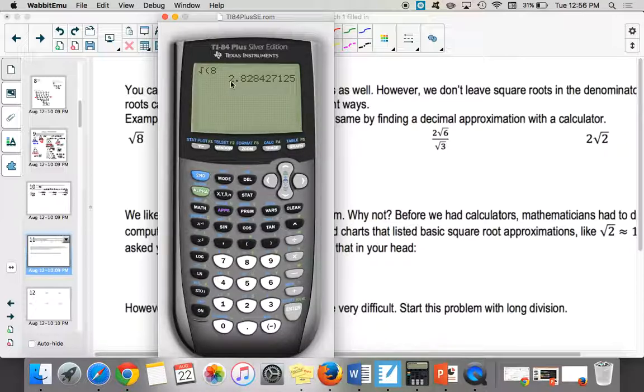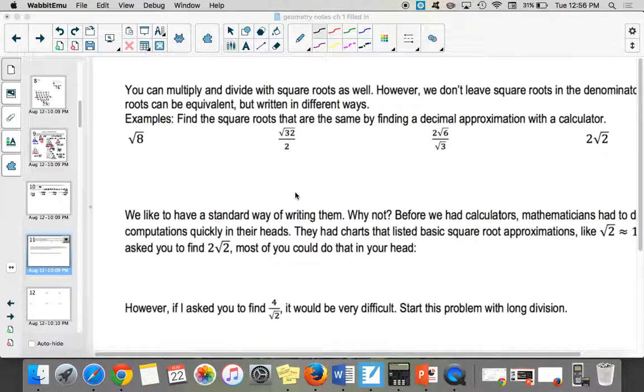Okay, so when I did, I got 2.828 something. So let's round to 3 decimals. So let's write 2.828. Okay, I used my little approximately symbol. You don't have to use that, but it is an approximation, right? It's not equal to that. All right, so I want you to do the same thing for each of these numbers. So put each of these into your calculator and see what you get. And I'll pause while you do it.